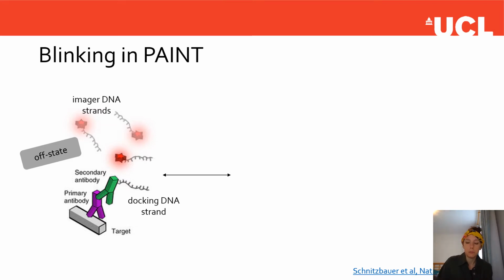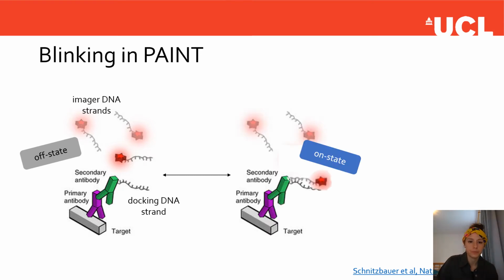You then also put into your sample imager DNA strands. This is the complementary sequence to our docking DNA strand with a fluorophore attached to it. The idea is you can design these DNA strands in such a way that you'll get random binding and unbinding. You can really exploit the melting of DNA to bring your fluorescent molecule closer and then further away from your target.